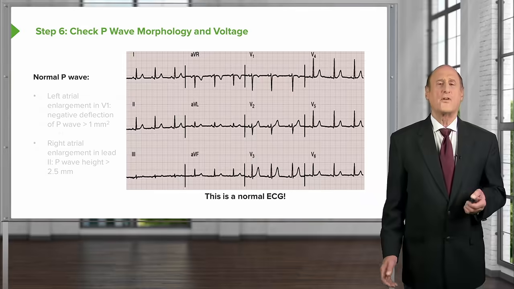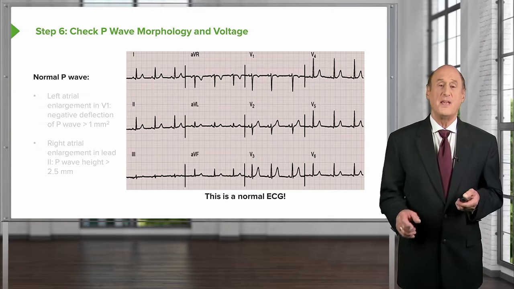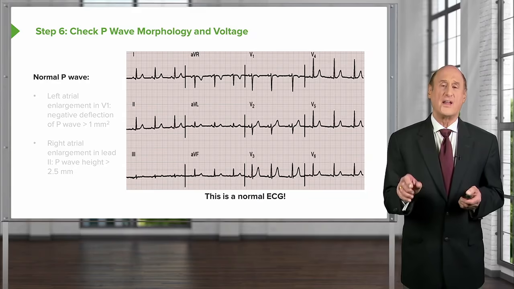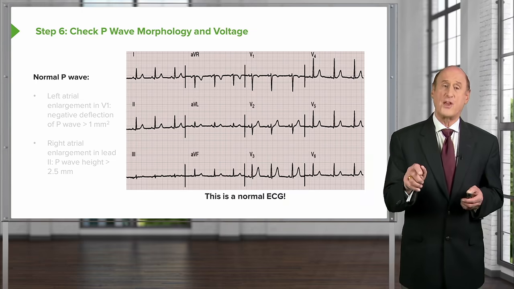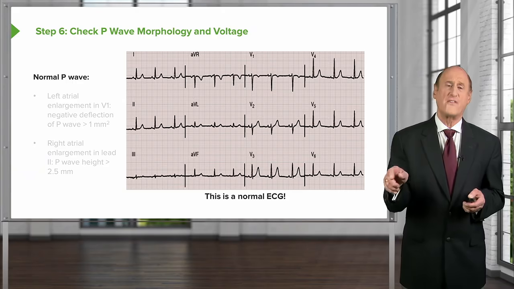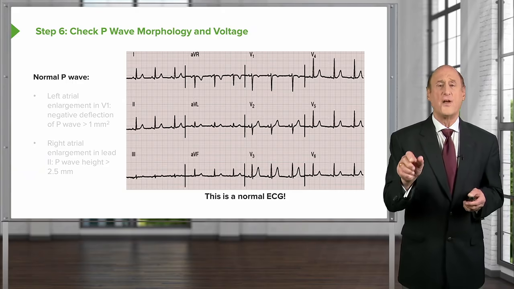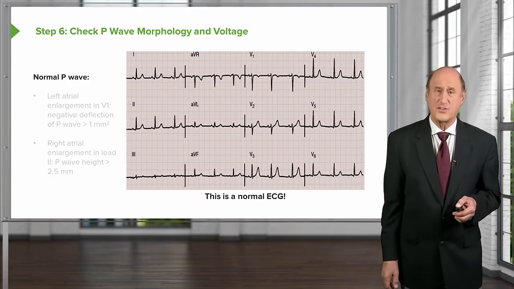So let's take a look at the P wave itself. The normal P wave is going to be 3 little boxes or less in duration. Remember that the PR interval, that's the duration from the beginning of the P wave to the beginning of the QRS, is going to be less than 5 little boxes. But the length of the P wave itself should be only 3 little boxes.